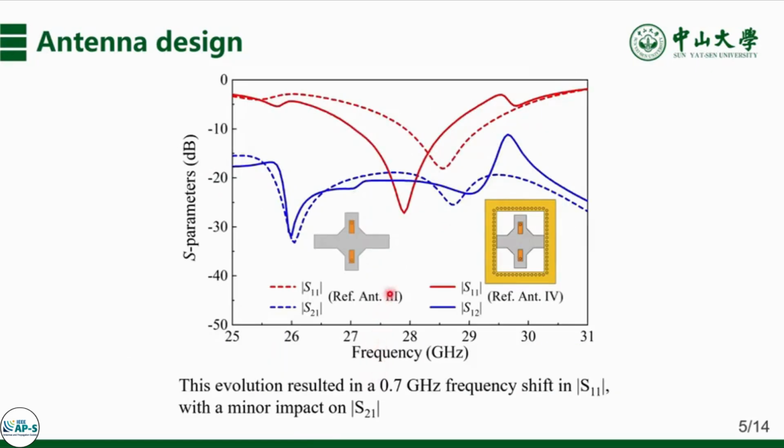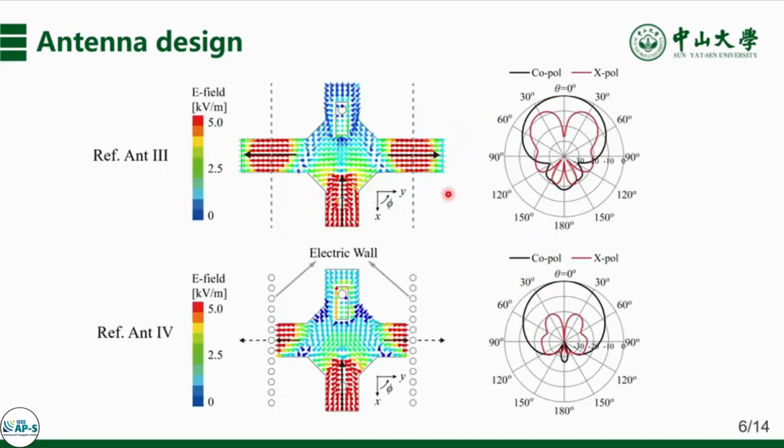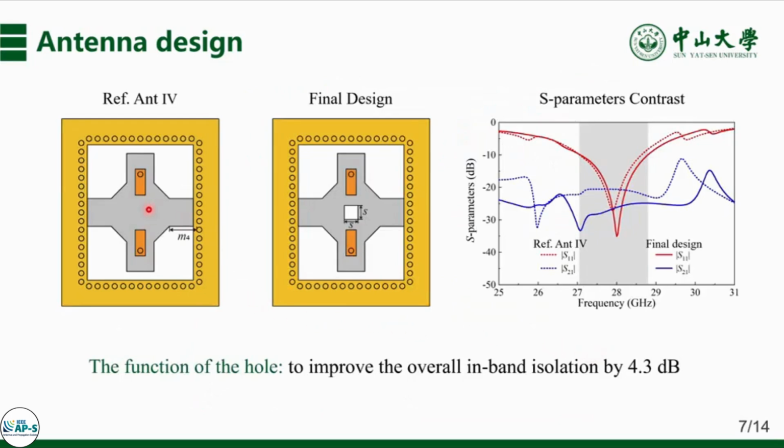So, on the basis of antenna 3, a substrate-integrated open cavity formed by metal vias is presented in antenna 4. As we can see, this process has minor impact on its S parameter, but it can significantly suppress the E vector along the y-axis and reduce the cross polarization. After this, we dig a square hole in the center of the DR and get the proposed antenna. This action leads to another 4 dB improvement in isolation level.